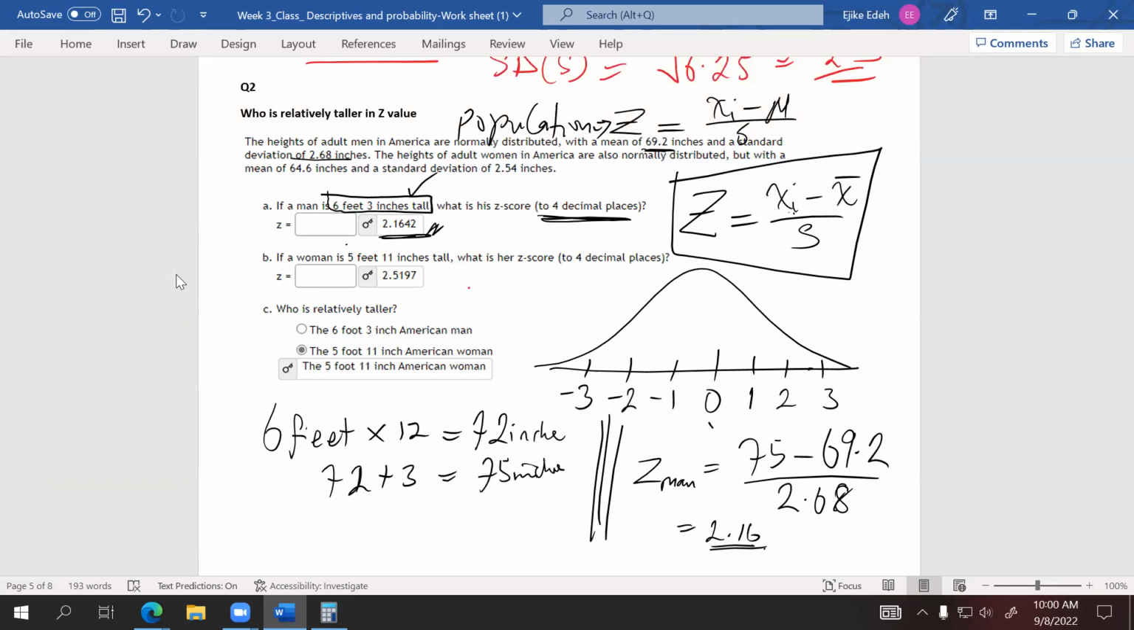So you want to first convert this one here to inches, the way we did for the man. Then you use that in your formula. The other thing to pay attention to is that the data comes first before the mean. If you switch it, you get a different value altogether. It will be entirely wrong, because it will place this individual below the mean, and this individual is actually above. Any question on this one?